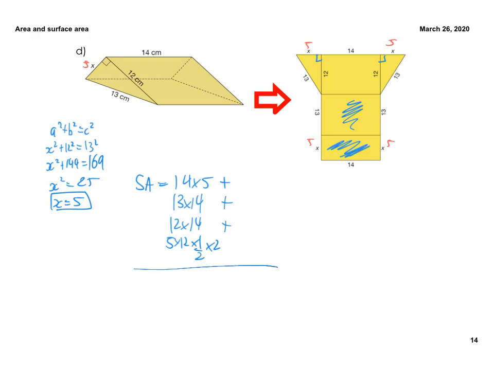So let's just do them. So 14 times 5, so 70. 13 times 14, 182. 12 times 14, 168. 5 times 12 times half times 2, 60. Add those all up, and you should have your grand total of 480. So 480 square centimeters. So sometimes the harder questions like these have a hidden Pythagoras.